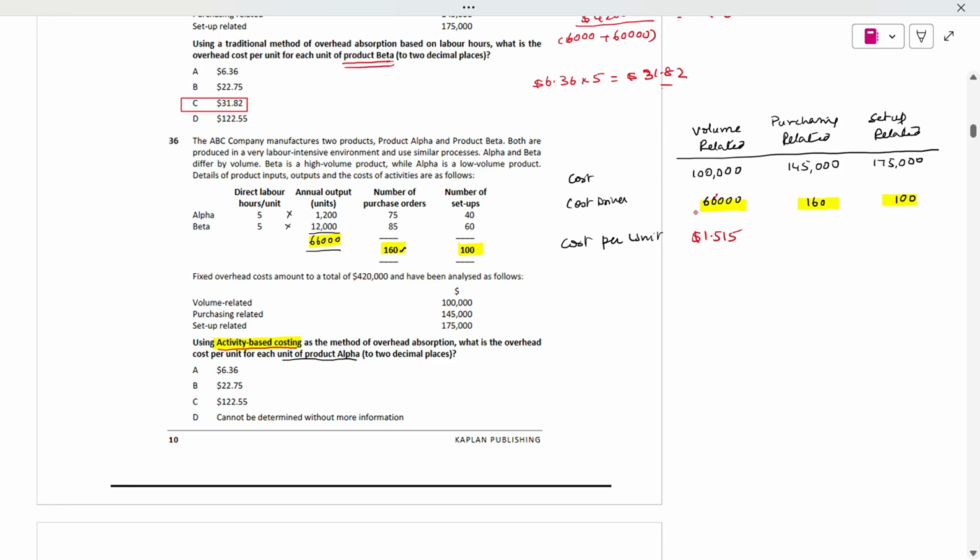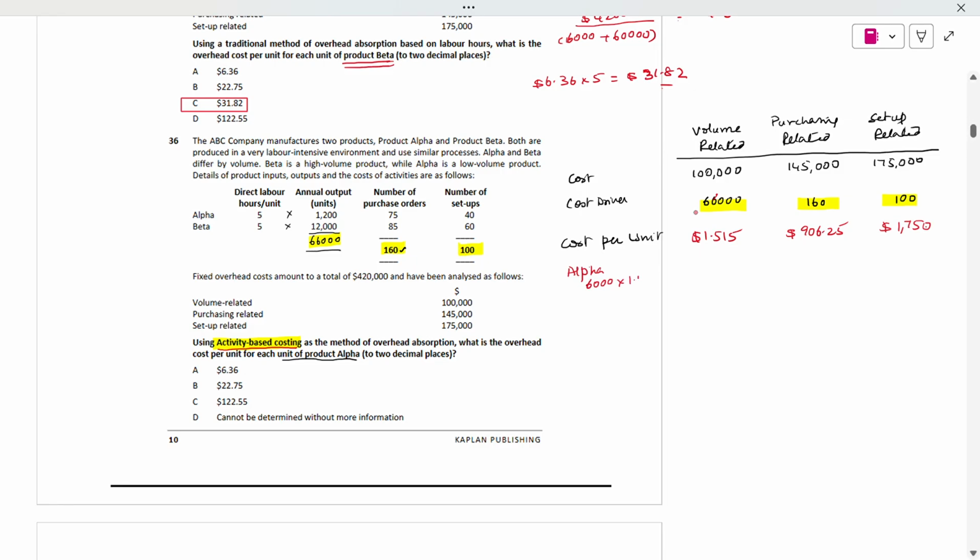145 divided by 160 is 906.25. Next, 175 divided by 100 is 1750. Yes. Okay, now how much is the alpha? Alpha is 6,000 units.